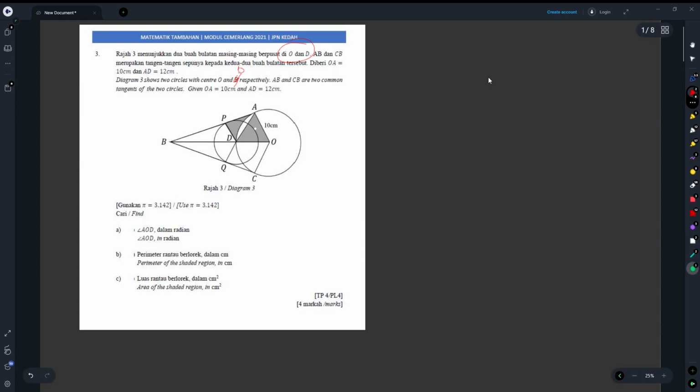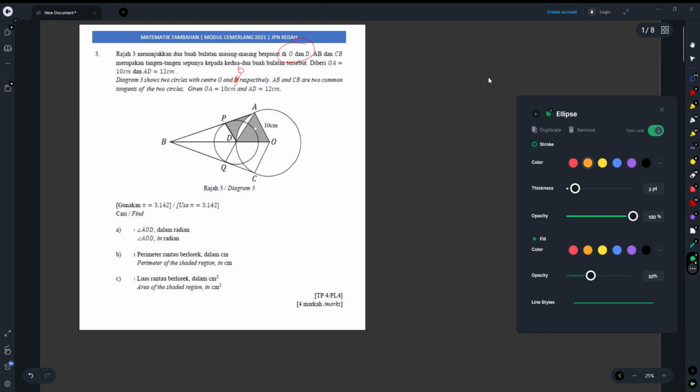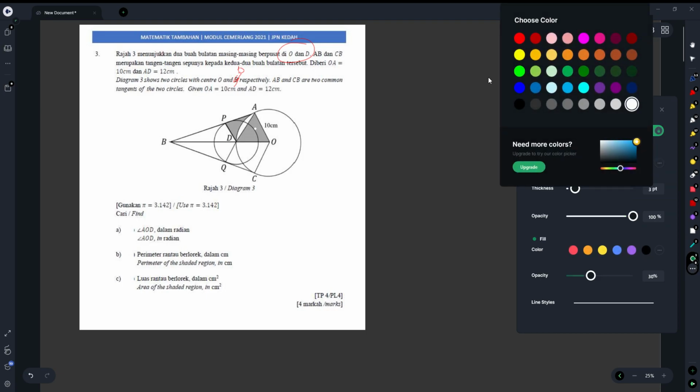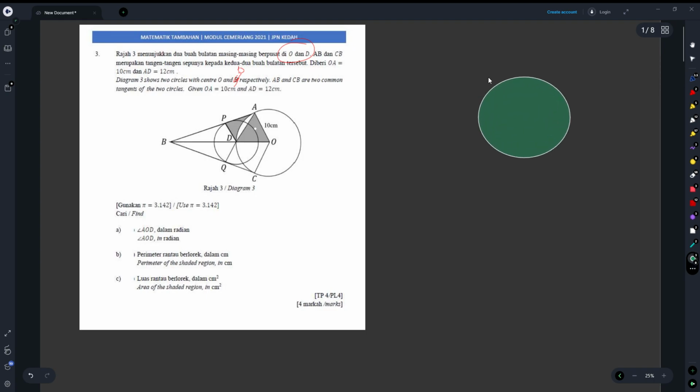First thing, you have to understand the meaning of a common tangent. Whenever they say it's a common tangent, imagine there is a circle here, and then we have a line which is touching like this. This is known as a tangent. So whenever you join that point to the center, you must always get 90 degrees here. That is the first thing that you have to understand.